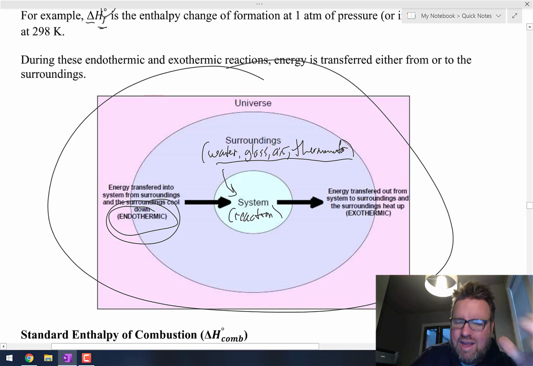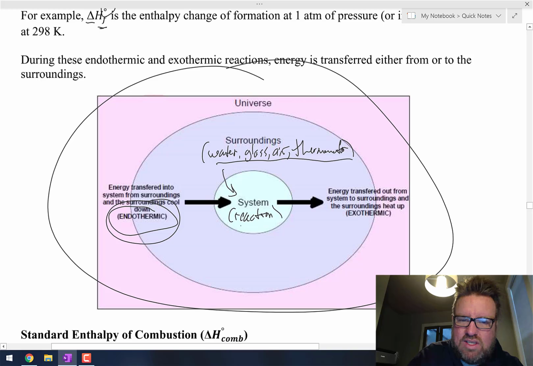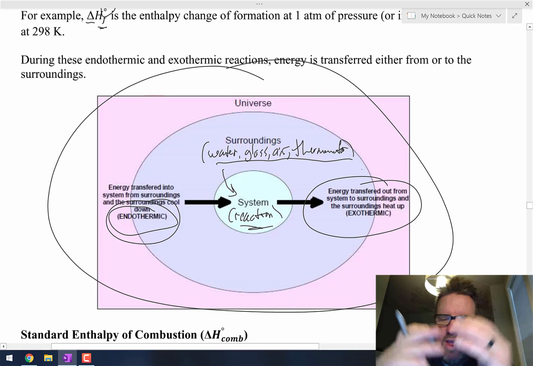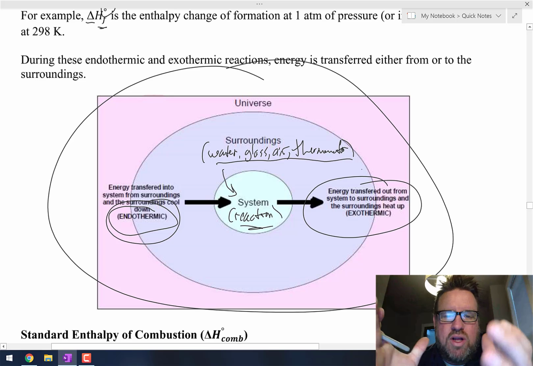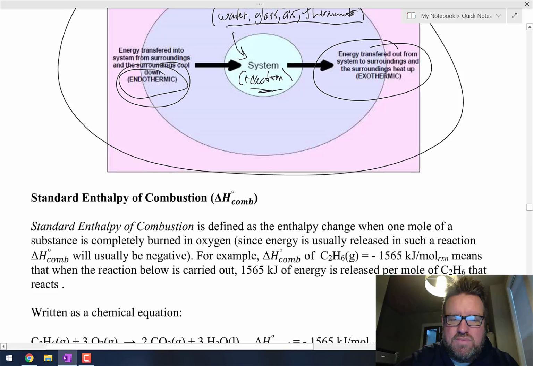And again, why does that happen? Because it takes more energy to break the bonds in the reactants than the amount of energy that gets released when the products are formed. And in this case, when the reaction is releasing heat, that's because the amount of energy that's released when those new bonds are formed is greater than the amount of energy it takes to break those bonds.